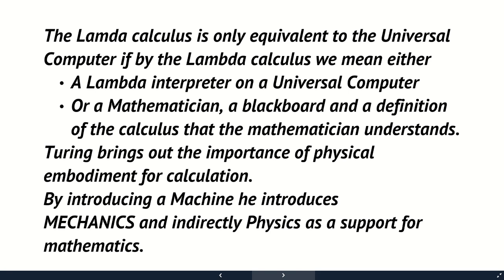Why is Turing so much greater than Church in this? It's that he brings out the importance of physical embodiment for calculation. By introducing a machine, he introduces mechanics and indirectly physics as a support for mathematics. And this is something which is worth reading David Deutsch on. David Deutsch emphasizes the extent to which mathematics only works to the extent that physical laws allow it to work. It's only because it's physically possible to build computing machines that mathematics works.